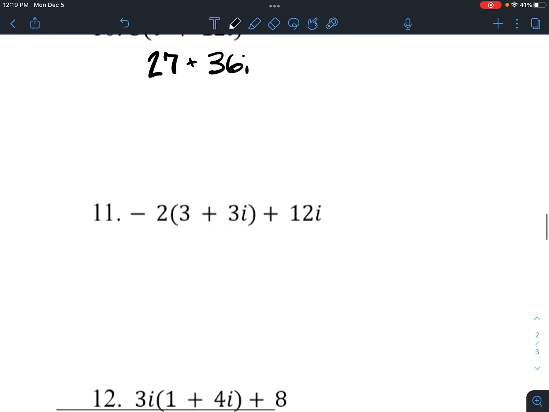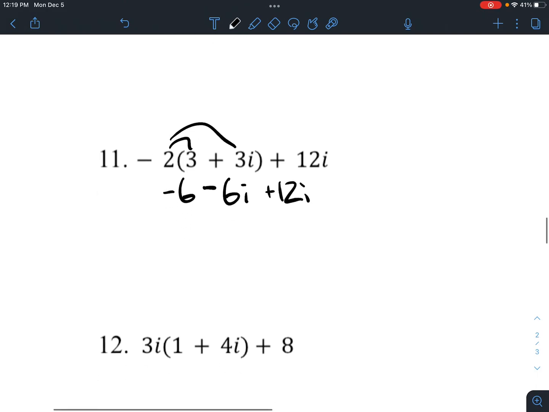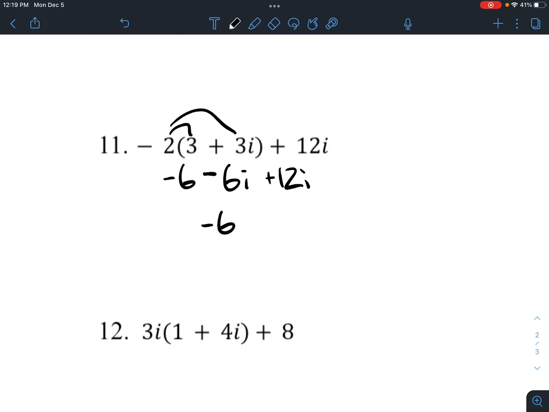Keep on going down. This problem, once again, we're going to distribute first before we add. We don't add first. So let's distribute. So we're going to have -6 minus 6i plus 12i. And then we're combining like terms, get -6 plus 6i.